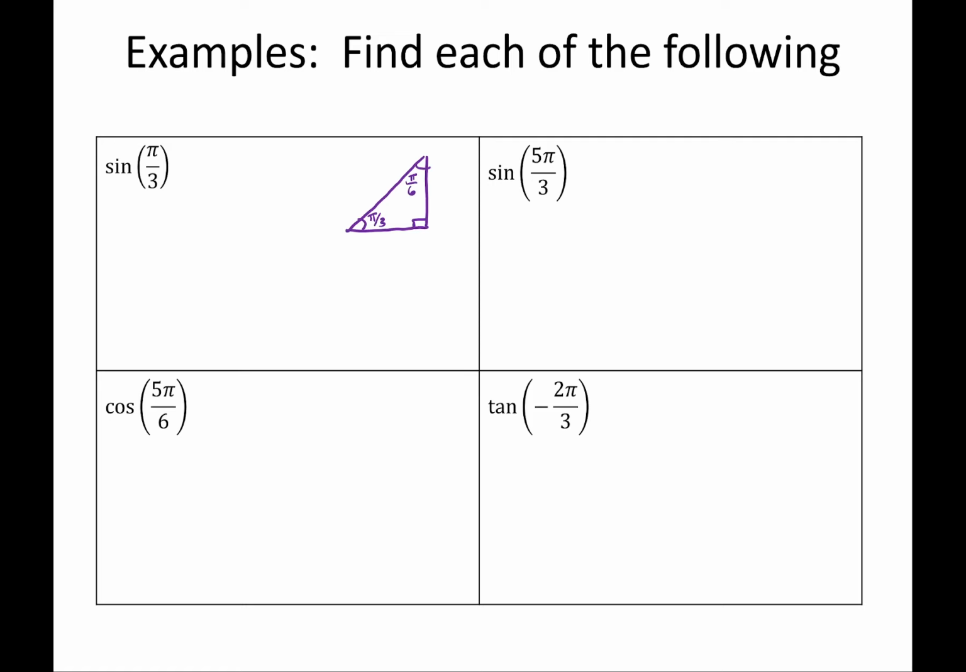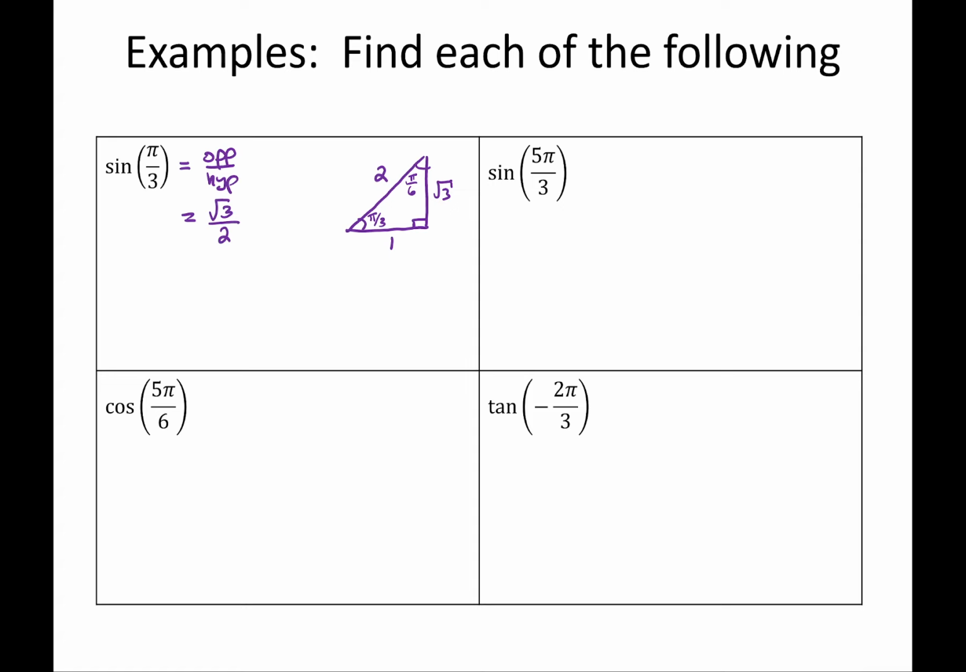Opposite the pi over 6, since it's the smallest angle, is the smallest side, which is a 1. Opposite the pi over 3 is a root 3. And then across from the 90 degrees is the hypotenuse, which Pythagorean theorem says is 2. Sine of pi over 3 is the opposite over the hypotenuse, which is root 3 over 2. Okay, that's all there is to do.